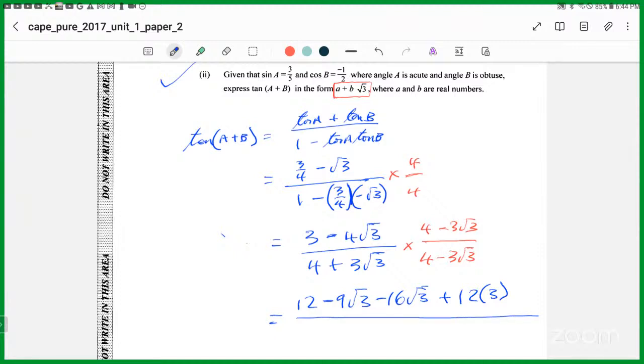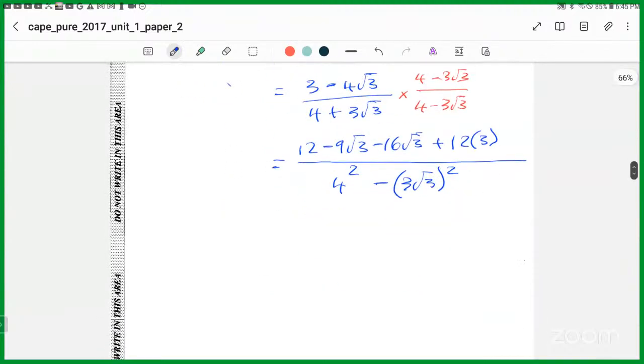All over. This times this now, the difference of 2 squares. So it becomes this term squared, which is 4 squared, minus this term squared. Let me write it out for you. 3 root 3 squared. Let's go step by step. Let's start to consolidate now. All right. So this right here is 36 plus this is 12. That makes 48. So that's 48. And then this is minus 9 root 3 and minus 16 root 3. 9 and 16 is 25. Minus 25 root 3.